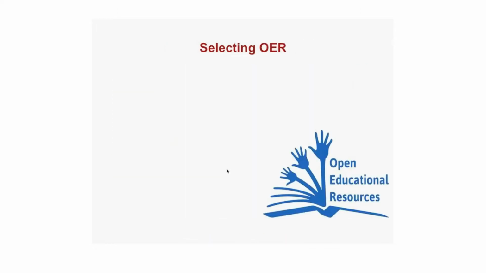Okay, so we understand what is OER, where can I find OER, and what kind of license I can use. But how can I choose the right OER for my class? So here are some suggestions. First, match the learner's needs. Who is your learner? What's the language background? What's their level? Understand what their needs are for this material, and align with your course objectives.